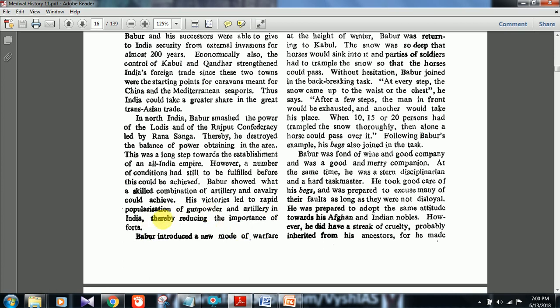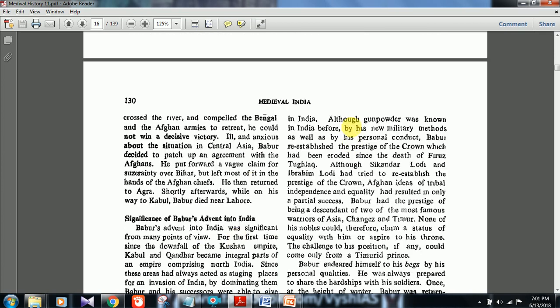Okay, you know, before that, forts, guerrilla warfare, these were all very much important. Later also it will come again, in the Maratha rule and all, but this was reducing because gunpowder and artillery was efficiently used. Okay, right from the time of Babur, it is efficiently used. Babur introduced a new mode of warfare in India. Although gunpowder was known in India before, by his new military methods as well as by his personal conduct, Babur re-established the prestige of the crown, which had been eroded since the death of Firoz Tughlaq. Okay, so Firoz Shah Tughlaq is like 2-3 dynasties before Mughal. So that time what was there, that level of warfare methods were introduced or popularized by Babur.